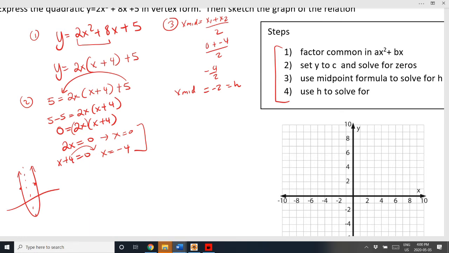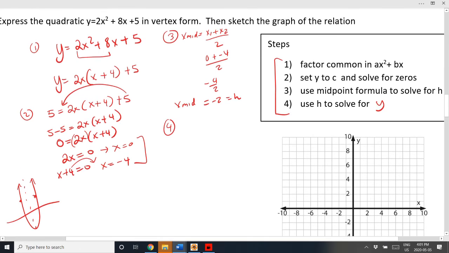Now, to solve for our y value, we're going to use that number, -2, and plug it into the original equation here. So we know y is equal to 2(-2)² plus 8 times -2 plus 5. Okay, let's go ahead and do that. I'll just solve this one: -2 squared is going to be +4. This is going to be -16, 8 times -2, and this is going to be 5.